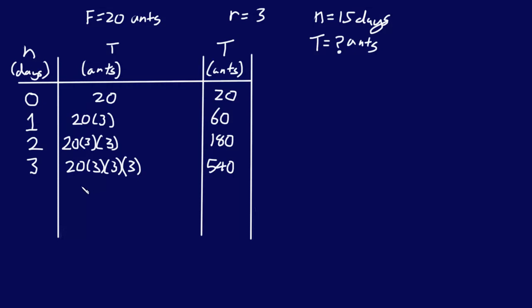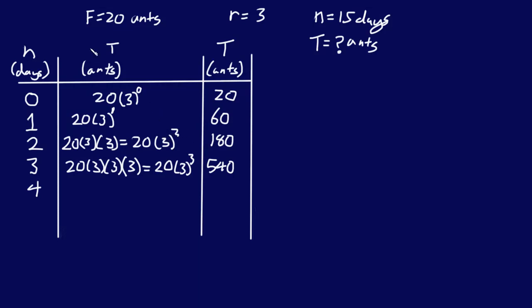And as you can imagine, after 4 days, we're going to have 4 3s there. So what you can do is you can actually write this exponentially. This is actually 20 times 3 to the 0th power. And what's anything to the 0th power? It's 1. So 20 times 1 is 20. And this is 3 to the 1st power. So this is 20 times 3 to the 1st power. And then this is equal to 20 times 3 to the 2nd power. And then after the third day, it's 20 times 3 to the 3rd power.